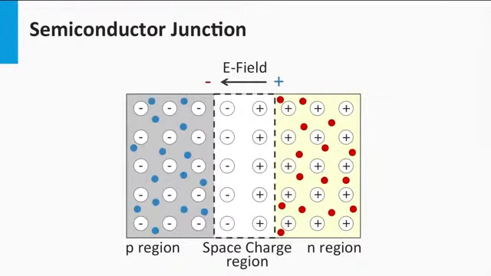This results in an electric field across the space charge region, which is directed from the n-type region to the p-type region. This will induce an opposite movement of charge carriers in reference to the diffusion. The electric field at the space charge region will force the minority charge carriers in the p region, the electrons, to move to the n region, whereas the electric field will force the minority charge carriers in the n region, the holes, to move to the p region.